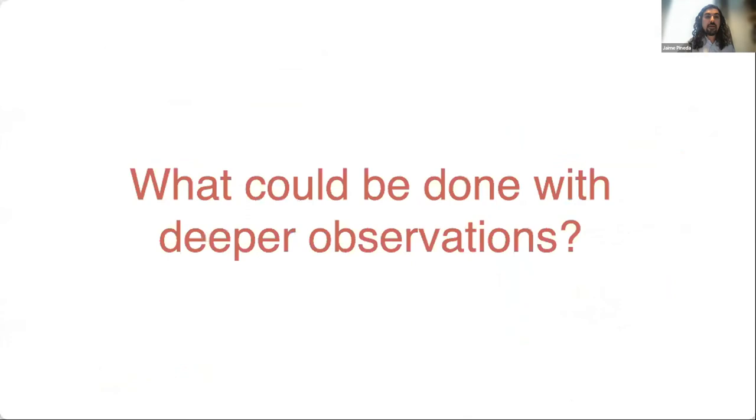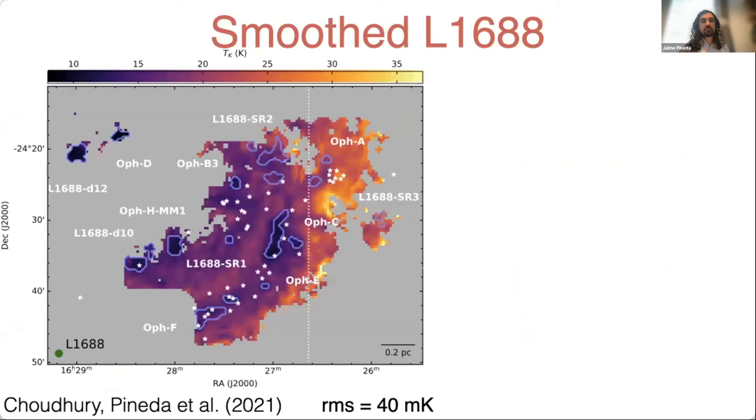But then one of the questions we have is what could we have done with deeper observations? So this is the work that a student of ours here at the Max Planck did. It was looking at Ophiuchus, and he actually went and smoothed the data. He worsened the resolution by a factor of 2. So he went from 30 arc seconds to 1 arc minute, but the improvement in noise was substantial.